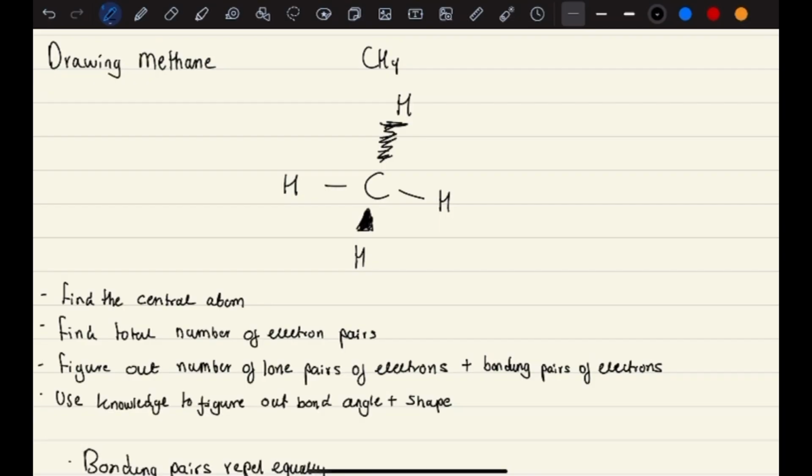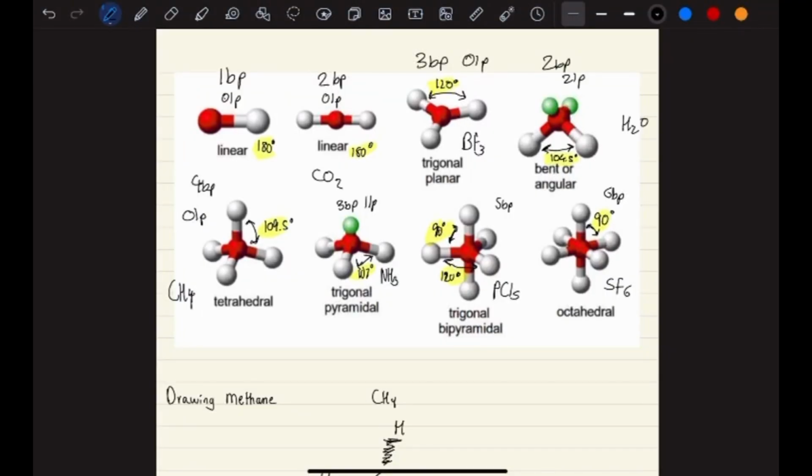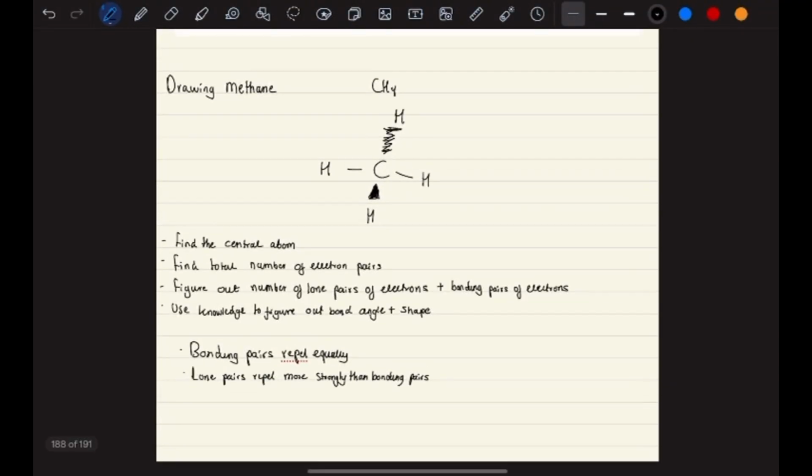Here it was just 4. Then you need to know lone pair versus bonding pair. Fortunately, again, 4 bonding pairs, no lone pairs. And then you need to use that knowledge to figure out the bond angle and shape, which would be memorization. Very unfortunate that's just memorization, but it's how it goes.